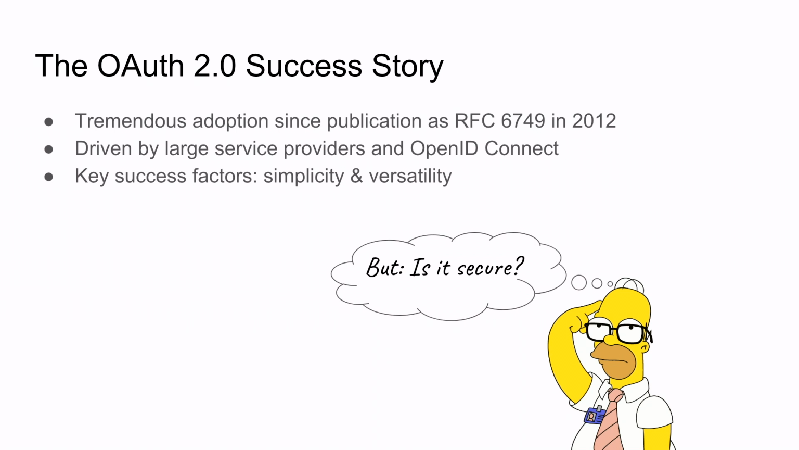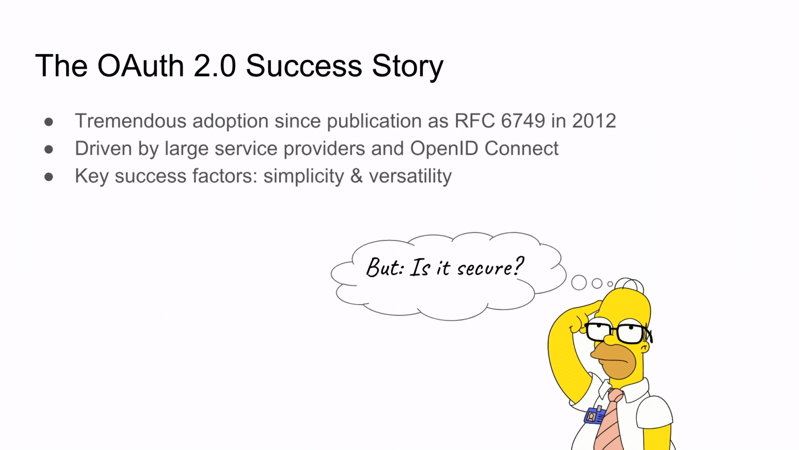And OpenID Connect is based on OAuth. It's essentially OAuth plus some extras. And for example, Google Login uses OpenID Connect. And the key success factors were simplicity and versatility. You can use it for almost everything. But is it also secure?